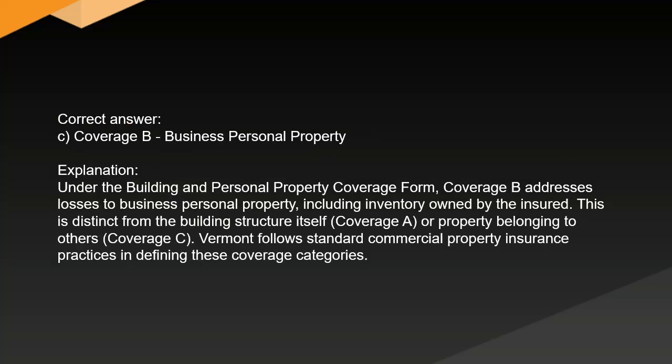Business personal property. Explanation. Under the building and personal property coverage form, Coverage B addresses losses to business personal property, including inventory owned by the insured. This is distinct from the building structure itself, Coverage A, or property belonging to others, Coverage C. Vermont follows standard commercial property insurance practices in defining these coverage categories.